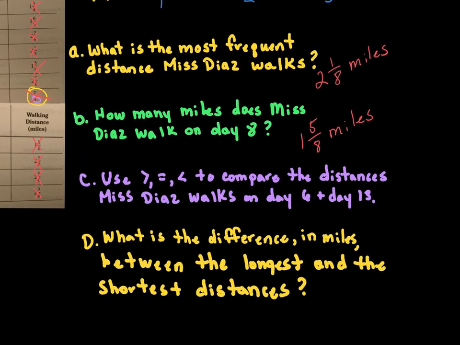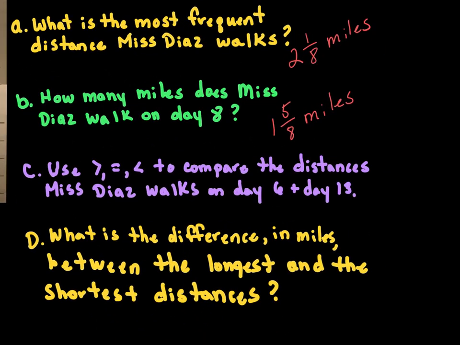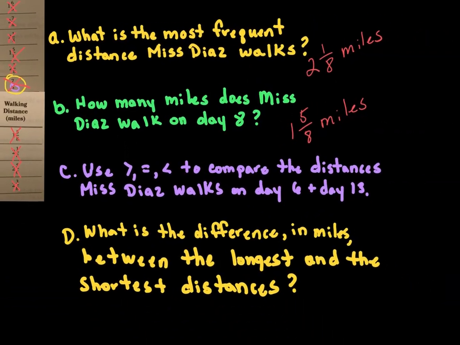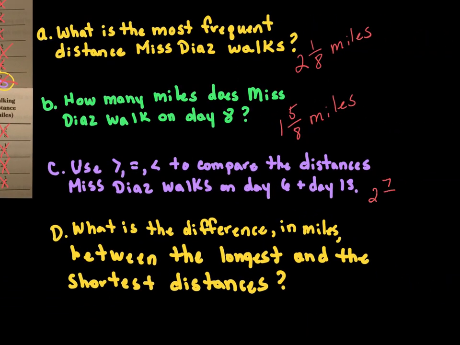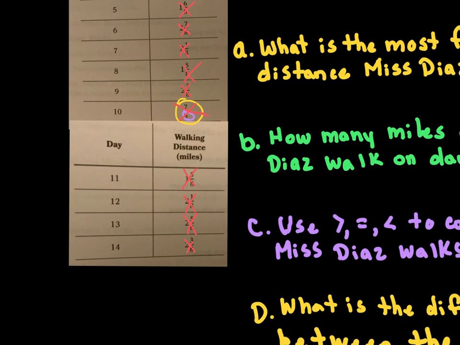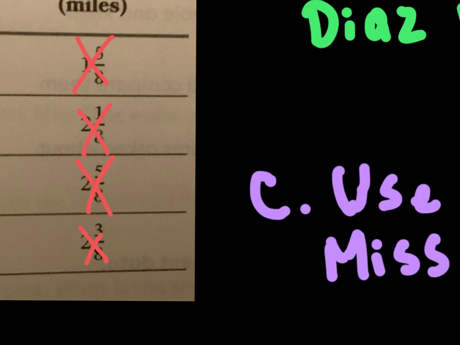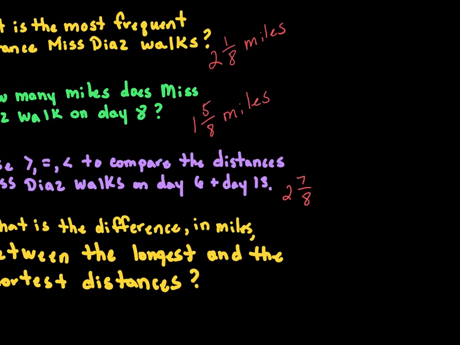All right. Use the greater than, equal, less than to compare the distance Miss Diaz walks on day 6 and day 13. So we now can check over here. Day 6, she walked 2 and 7/8. And then day 13, she did 2, what is that? Hard to see. 2 and 5/8. So this is showing greater.